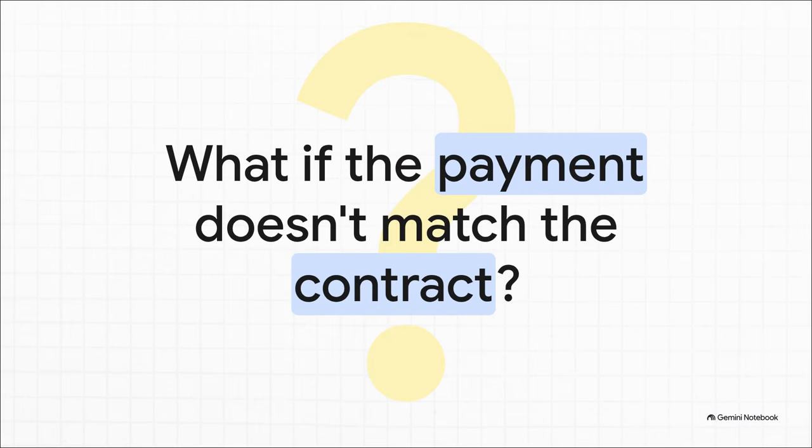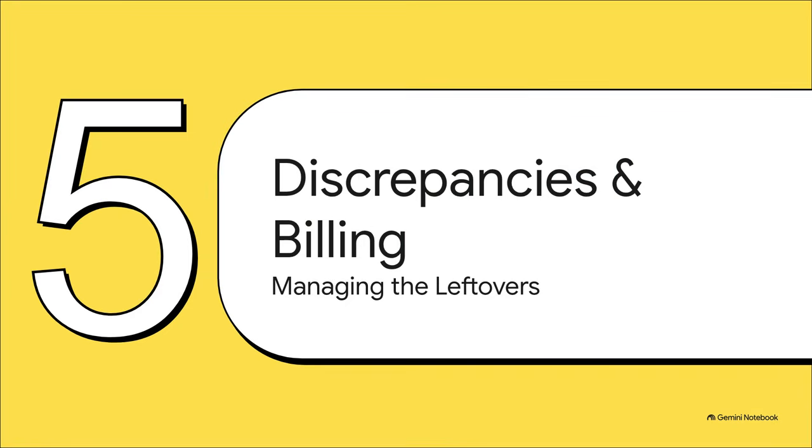But what happens when the math just doesn't add up? What if a claim is unexpectedly denied, or the allowable amount comes back way lower than your preloaded contract says it should be? That takes us into Section 5, resolving discrepancies and billing, managing the leftovers.